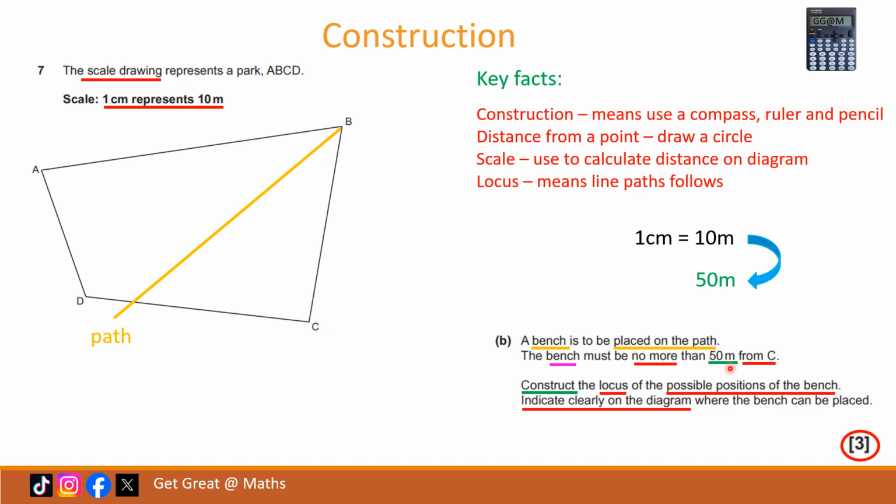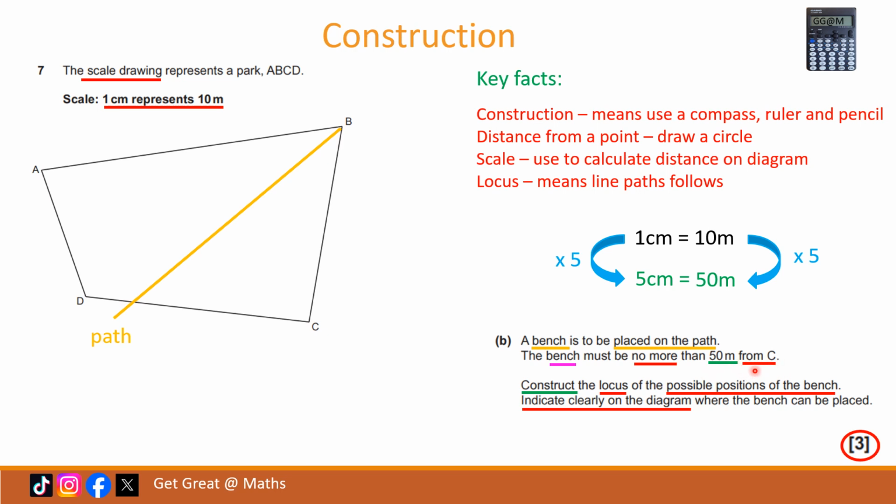And we've got to work out how am I going to get from 10 metres to 50 metres. So to do that, we're going to multiply by 5, which means we need to do the same on the scale diagram. So if I multiply 10 by 5, I get 50. So I'm going to multiply 1 by 5 to give me 5 centimetres. So I've got to work out the bench is no more than 50 metres from C.